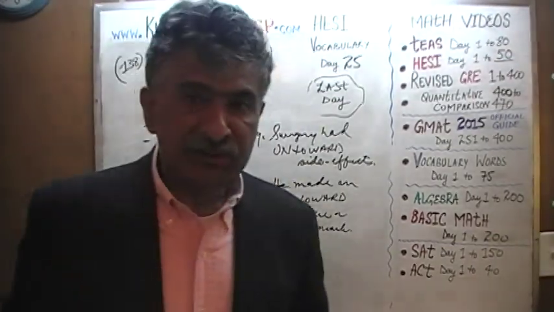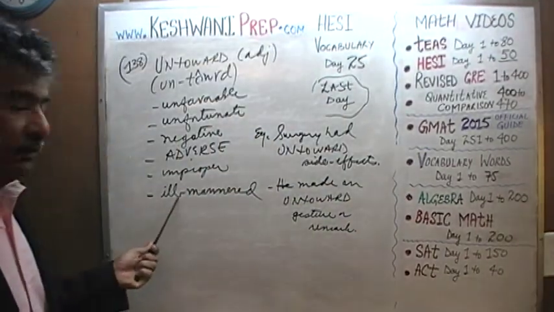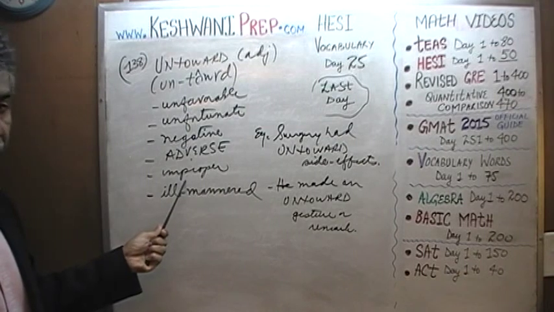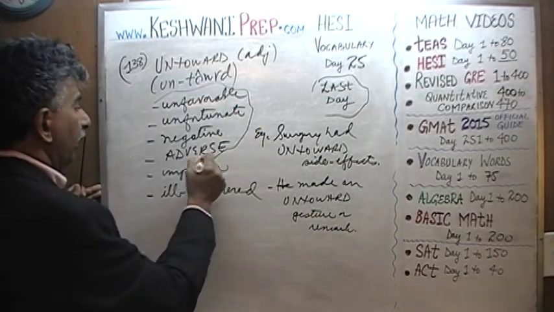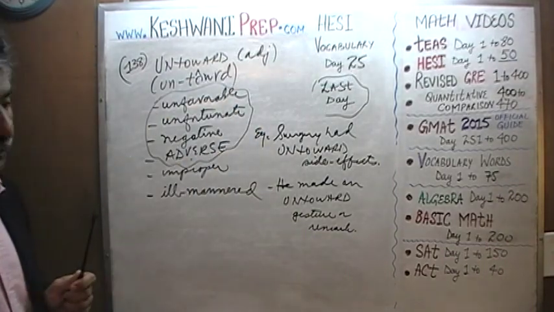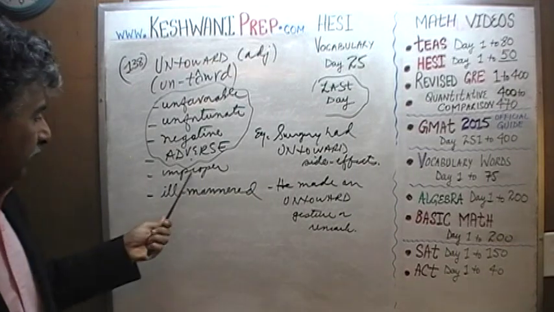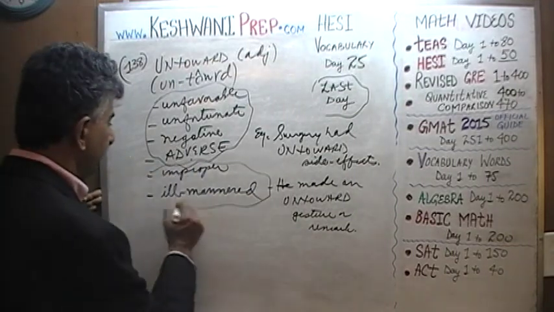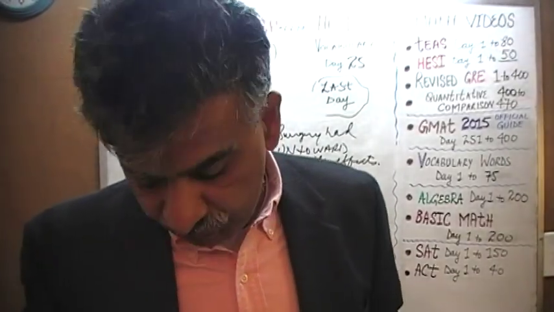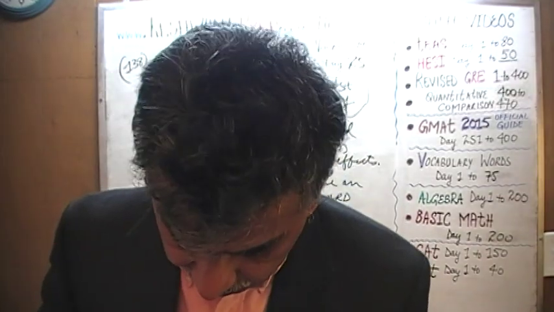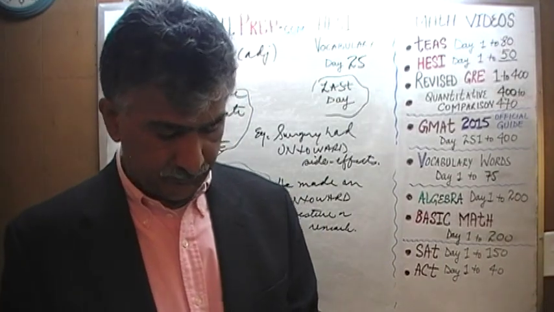To make an untoward gesture or a remark means to make a remark, to make a gesture that is considered ill-mannered, that is considered improper. So here we are not using it in the sense of an unfortunate or negative or adverse effect of a medicine or a surgery or a medical procedure, but in the normal sense of the word in the English language, as in improper or ill-mannered. An untoward gesture, an untoward remark is a remark that is not considered very refined, that is not considered very polished.